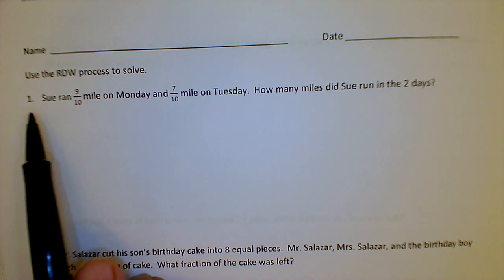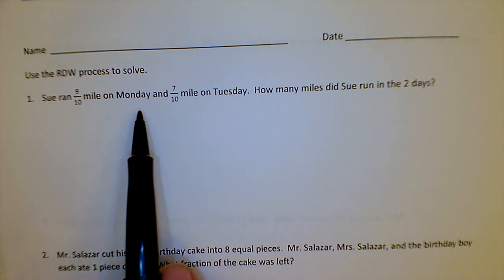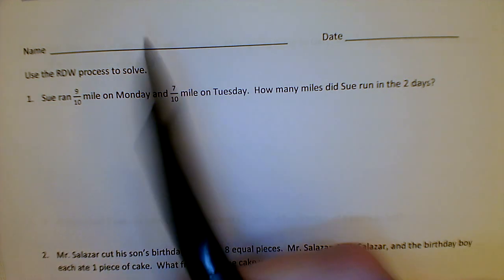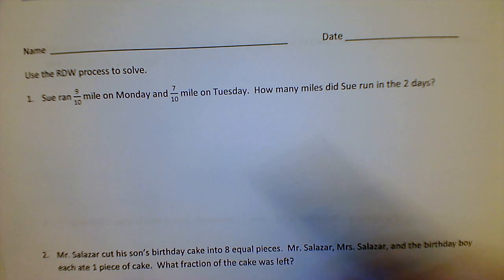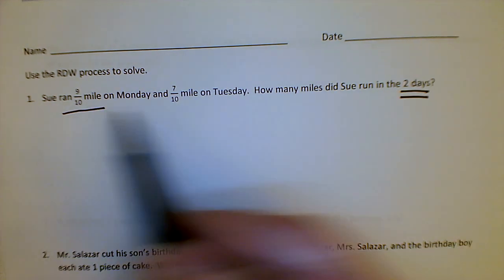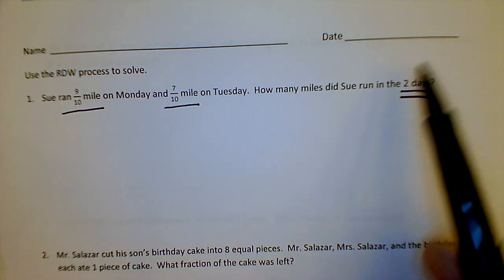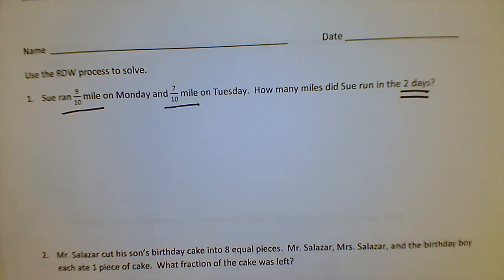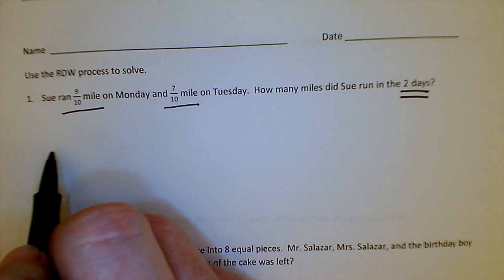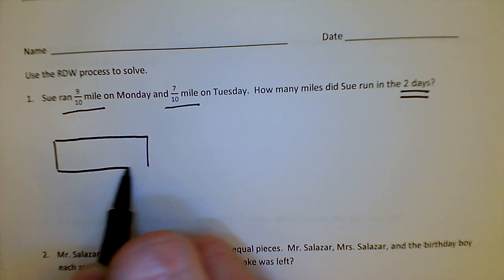So let's take a look at the first problem. Sue ran 9/10 mile on Monday and 7/10 mile on Tuesday. How many miles did Sue run in the 2 days? So here I have what she ran on Monday, here's what she ran on Tuesday, and I want to find what she did on both days. So I definitely realize that I'm going to be combining these. I'm going to go ahead and make myself a tape diagram to help me here.